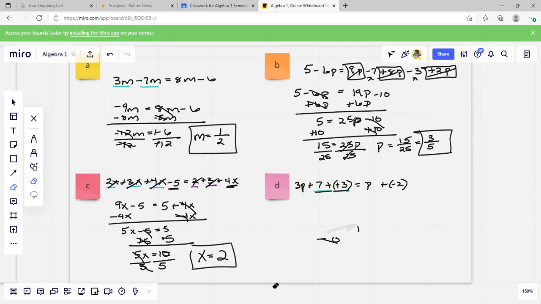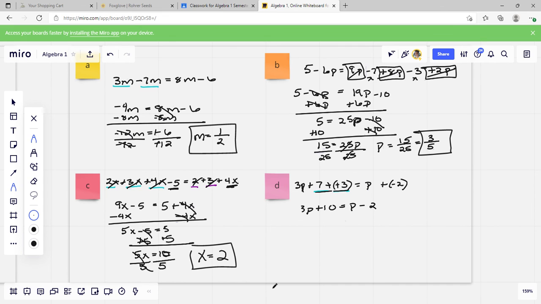And remember, the answers to these practice problems are in the back of the book, so if you get them wrong, always go back there and try again. Let me make sure I wrote it down right. 3p plus 7 minus negative 3, and those change to positive 3, equals p plus negative 2. Okay, so I've got 3p, and that would be plus 10, equals p minus 2.